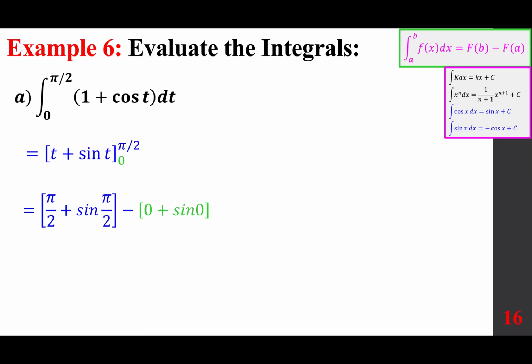0 and sine of 0, they are both 0. So this goes to 0. And you should know sine of pi over 2 is 1. And again, pi over 2 plus 1 is an exact answer, everybody.